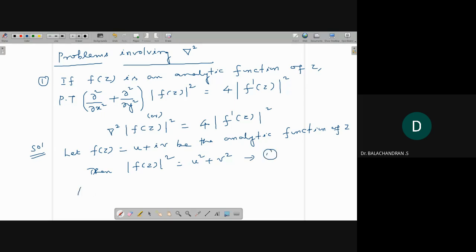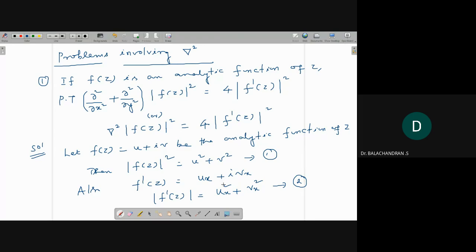Similarly, we know that f dash of z is what? ux plus i vx. This we got from the derivation, equation number 1. So modulus of f dash of z whole square is equal to ux square plus vx square. So this is equation number 2.